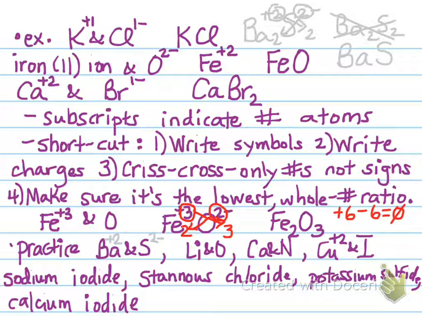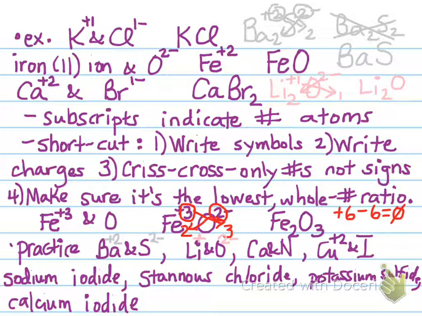Next we have lithium and oxygen. Lithium is in group 1A. It has 1 valence electron. So is it easier to lose 1 or gain 7? Lose 1, so it has a +1 charge. Oxygen is in group 6A. It has 6 valence electrons. Is it easier to lose 6 or gain 2? Gain 2, so it has a charge of -2. So I have Li +1, O -2. I crisscross down, and I have Li2O. Is 2 to 1 the lowest whole number ratio? It is.